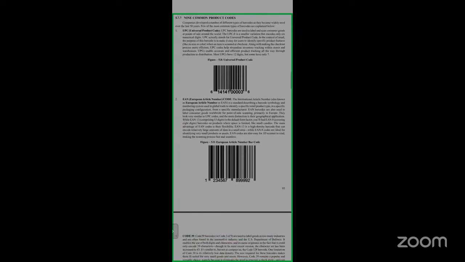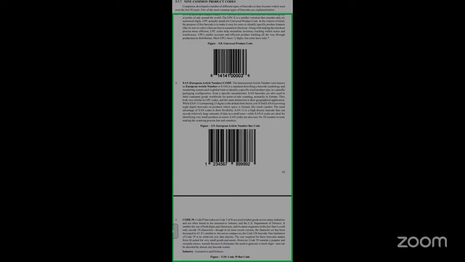First one is UPC, Universal Product Code, used for product labels and scanning consumer goods, what we consume. Normally we purchase from marts and such at the point of sale. Here they will have 12 digits, but some will have even 7 digits also. Next one is EAN, the European Article Number code. This is the standard describing a barcode symbology and numbering system used in global trade.